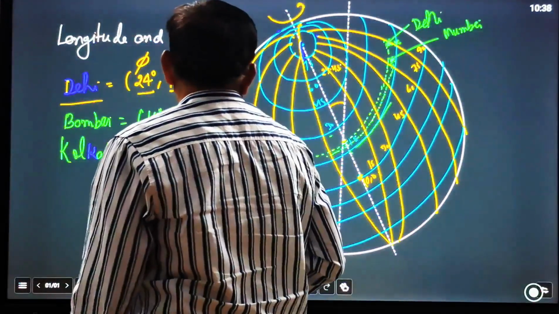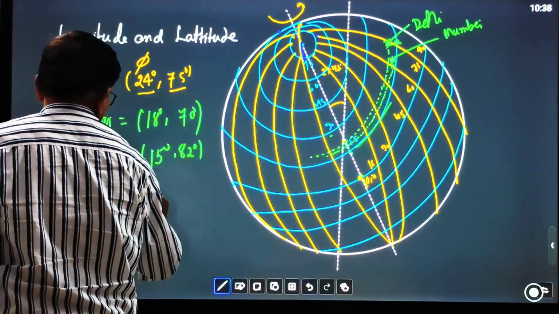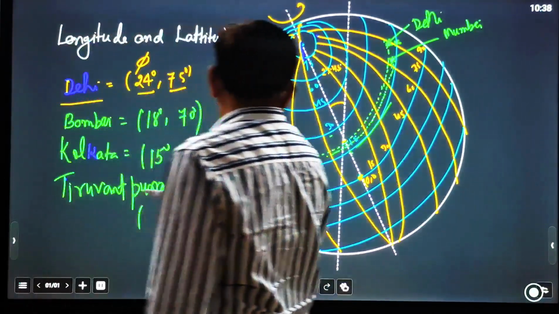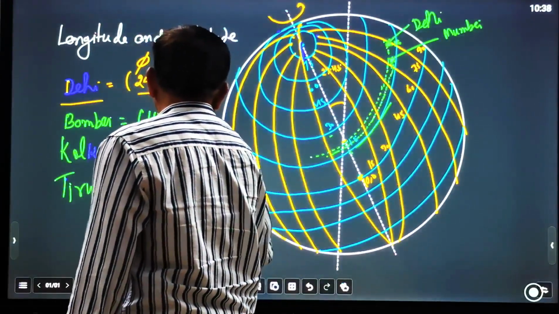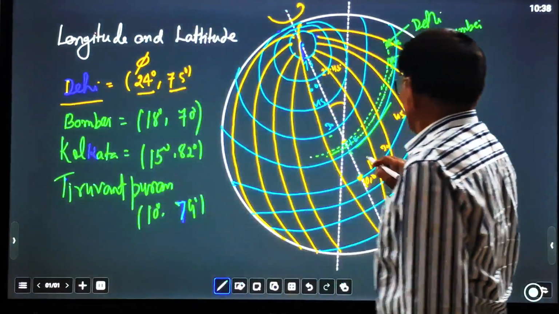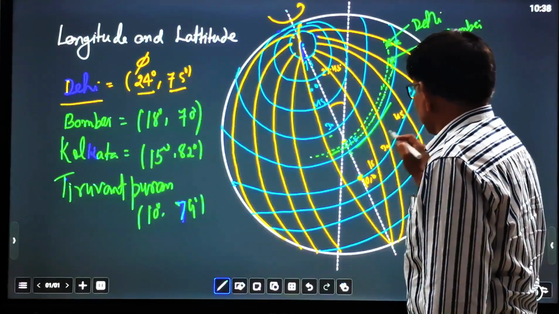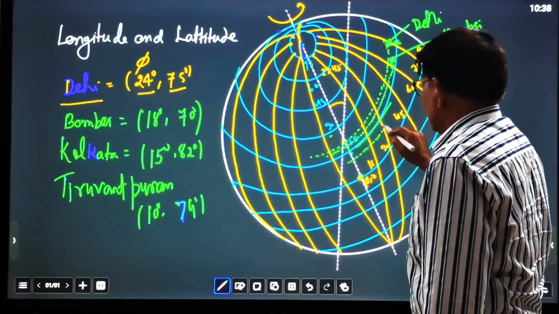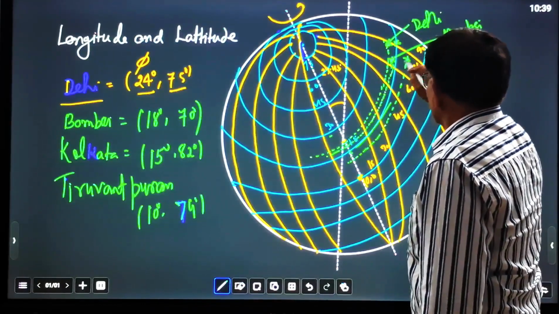Suppose Chennai or Cochin, Thiruvananthapuram, whose position is 10 degree and 74 degree. So for Thiruvananthapuram, we will move along this direction. 10 degree means almost here, and 74 here. At this point, you will find Thiruvananthapuram.